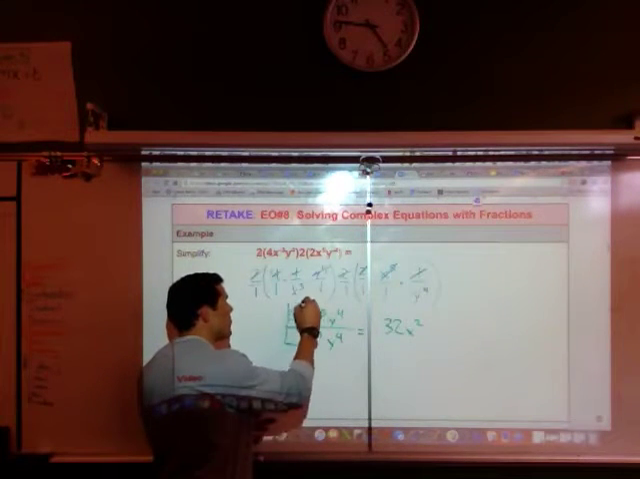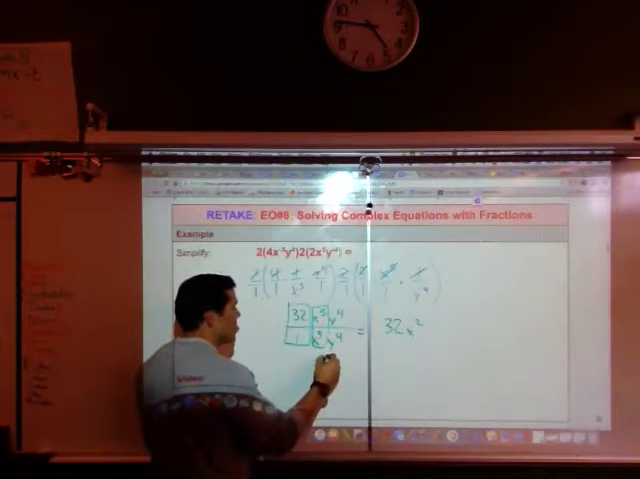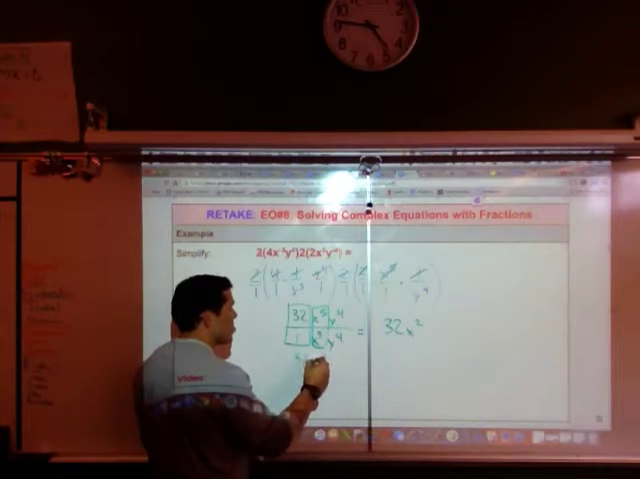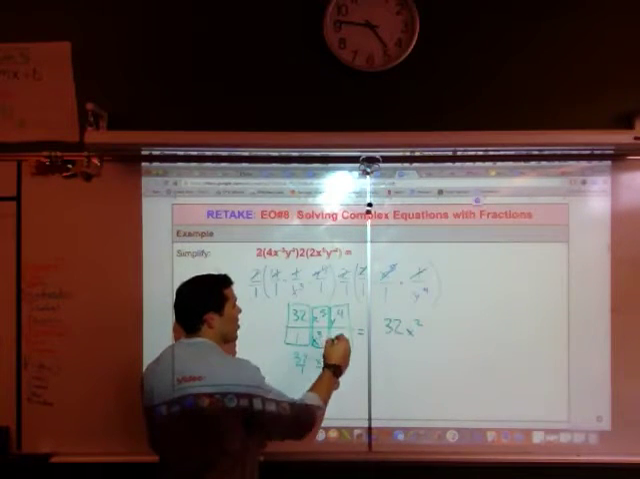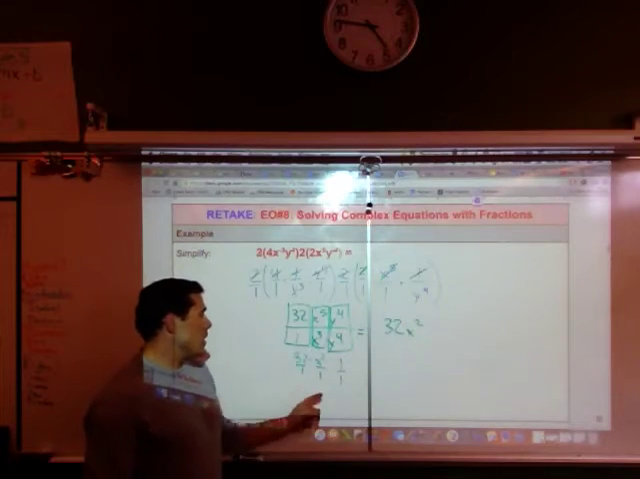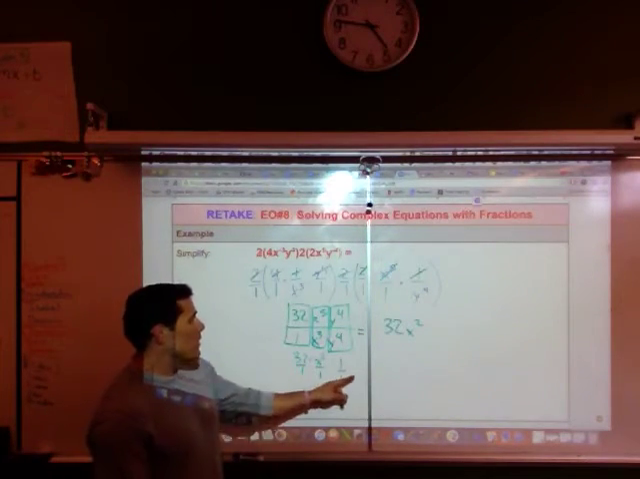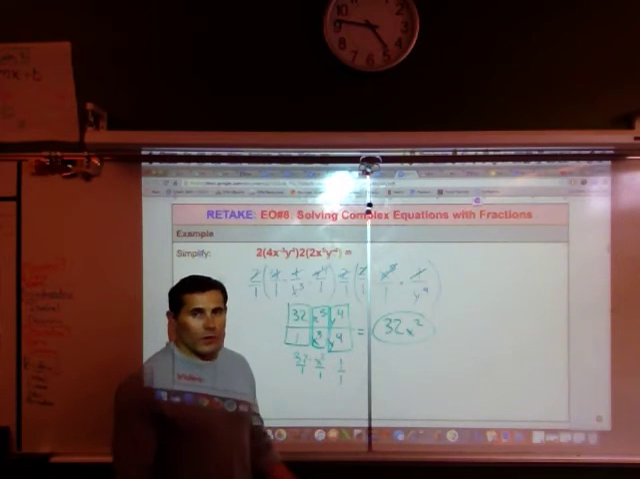So when I break it down, that's a 32 over 1, this is an x squared, and then this is just a big old fat 1. So when I multiply it out, I end up with 32x squared over 1, which is just 32x squared.